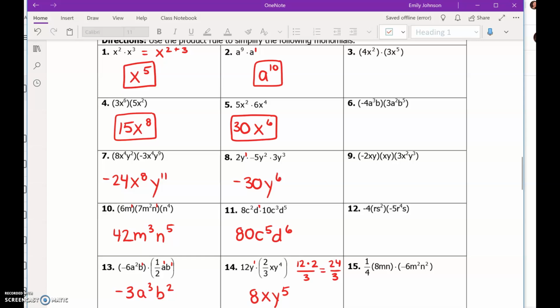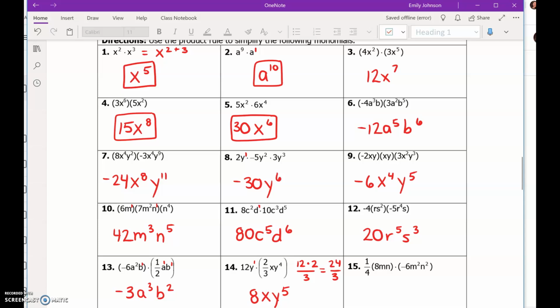So in number 3, the answer would be 12x to the 7th. Number 6, -12, a to the 5th, b to the 6th. Number 9, -6. There are 1, 2, 3, 4 x's, and 1, 2, plus 3 would give you a total of 5 y's. Number 12, -4 times -5 is +20. You have 5 r's and 3 s's, so you're adding them all together.